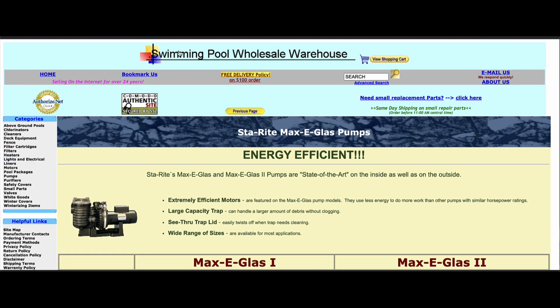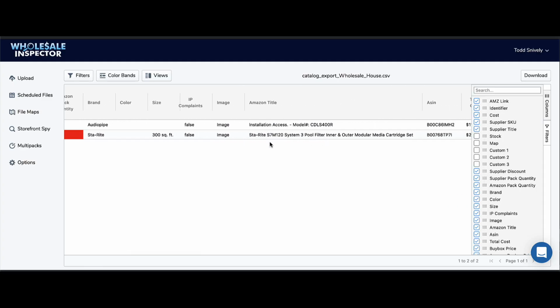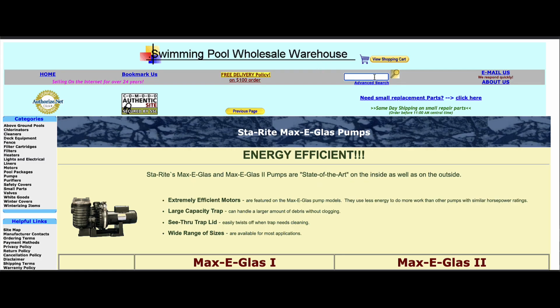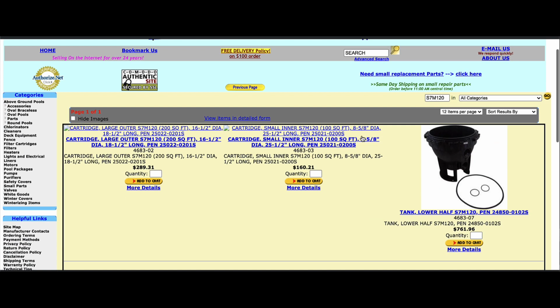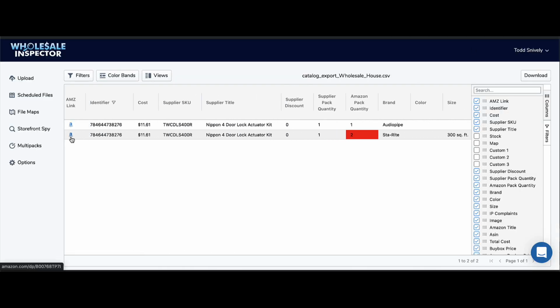But what was that product again? That was the S7 M120. Okay, here they are. So S7 M120, 16.5, 18.5. And that's an S7 M120. So one's bigger than the other. We have two different models. The question is, which one's being sold here? Let's go to Amazon real quick.